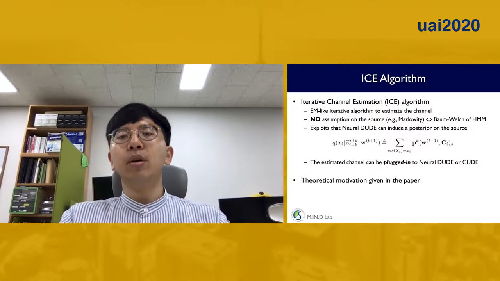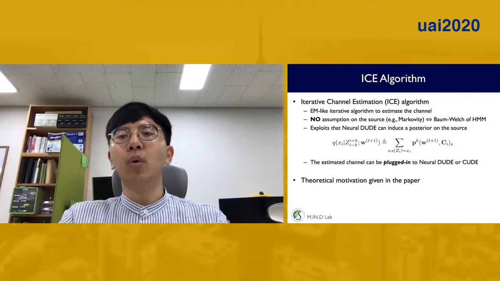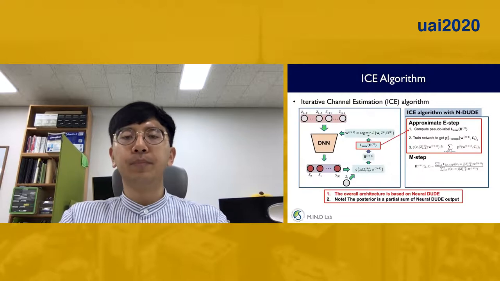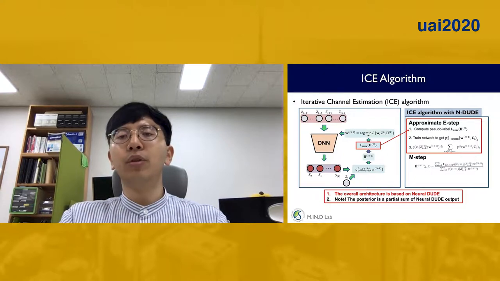To estimate the channel, it exploits NeurDUDE, which can induce a posterior on the source. After performing ICE, the estimated channel can be plugged into NeurDUDE or CUDE. The detailed theoretical motivation is given in the paper. The ICE algorithm consists of two steps. The first step is the approximate E step, which estimates the posterior distribution on the source signal. The overall architecture is based on NeurDUDE. First, we compute the pseudo label using the estimated channel. Then we train the model to get the new mapping output.